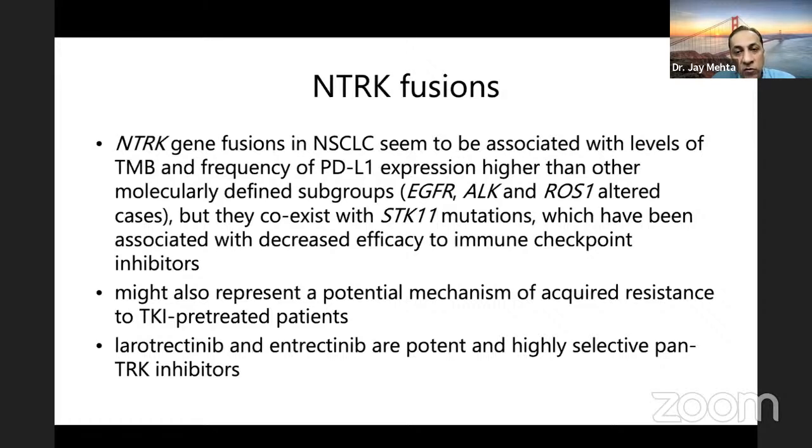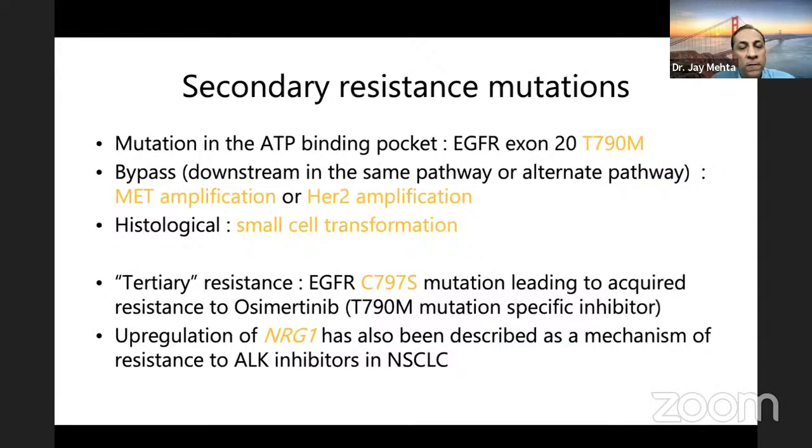If you do get an NTRK fusion, you're supposed to check by IHC if the protein is being made. Secondly, look out for co-mutations also. NTRK fusions can also develop as a potential mechanism of acquired resistance in TKI pre-treated patients. So that's one of the other times you can actually get an NTRK fusion. Larotrectinib and entrectinib are potent and highly selective pan-NTRK inhibitors in clinical use.